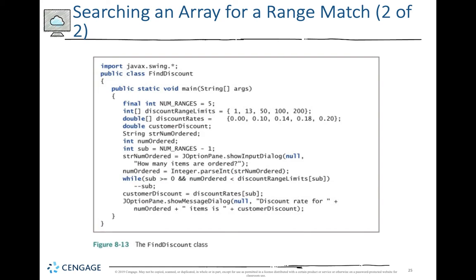And so JOptionPane showInputDialog: how many items are ordered? And so you input a number. It gets assigned to the string of number ordered. And then the next line, we take that string of number ordered and we parse it from a string to an int. And we call that the number ordered. And then we have this loop. And so we have a number that's ordered. We don't know what that number is because you've entered it, right? And so we have a loop that says while the sub, and remember now, sub is what number?